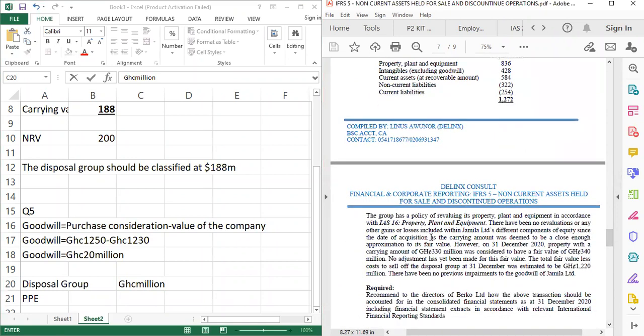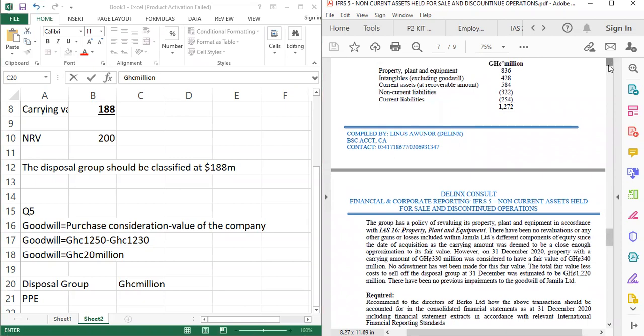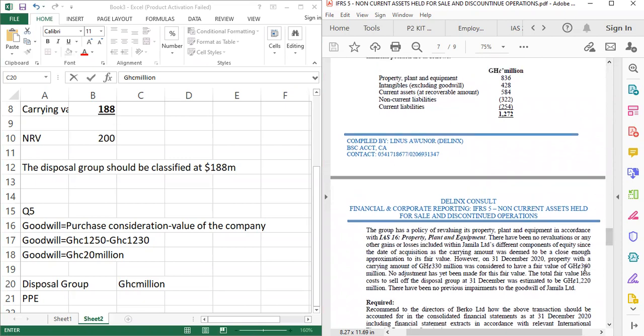The group has a policy of revaluing each property, plant, and equipment in accordance with IAS. There have not been any revaluation gains or losses included in this. However, on 31 December 2020, the property with a carrying value of 330 was considered to have a fair value of 340. What is happening? It means that the property included in the property, plant, and equipment has increased by 10, isn't it? Yes. And the date that we are doing the classification was 31 December 2020.